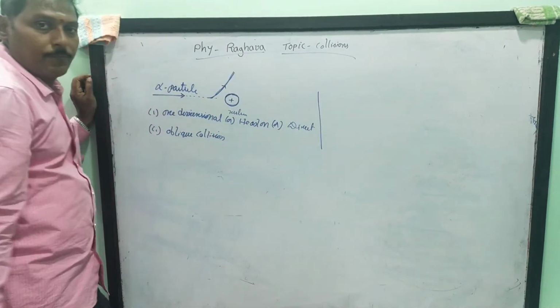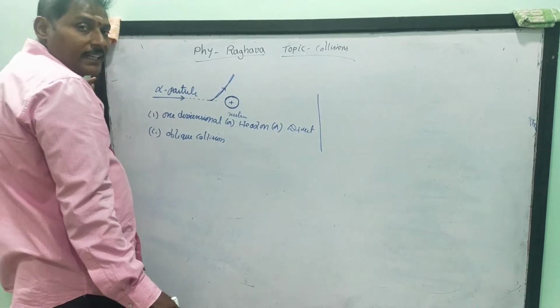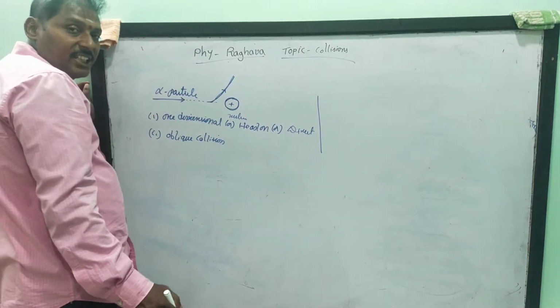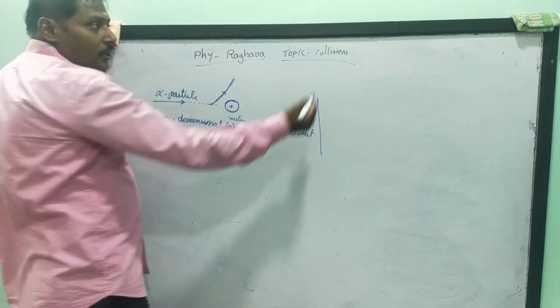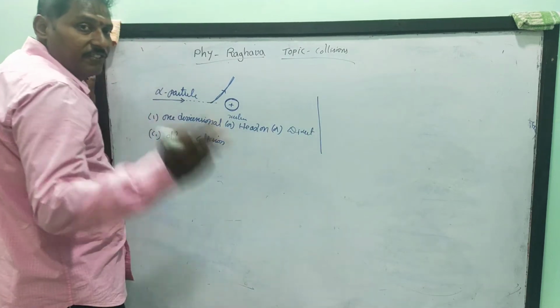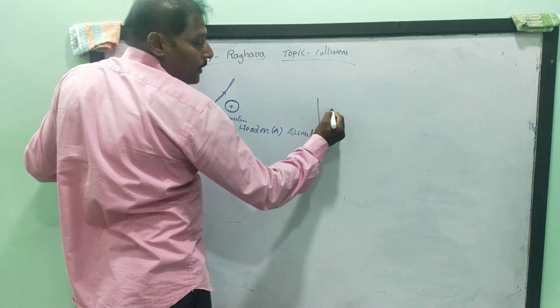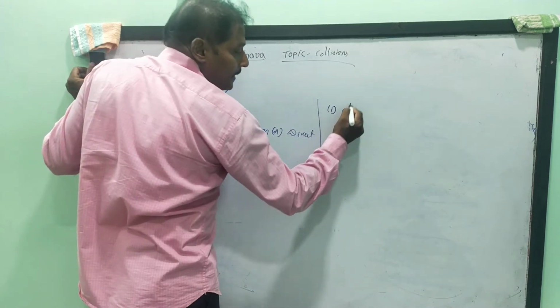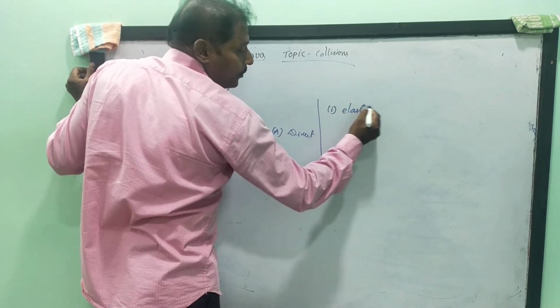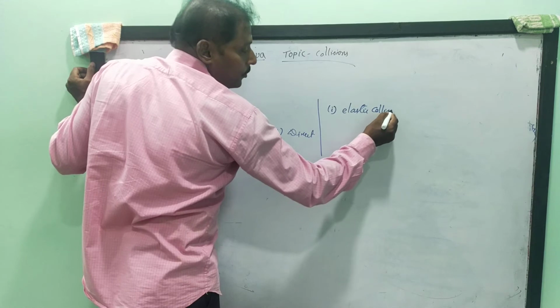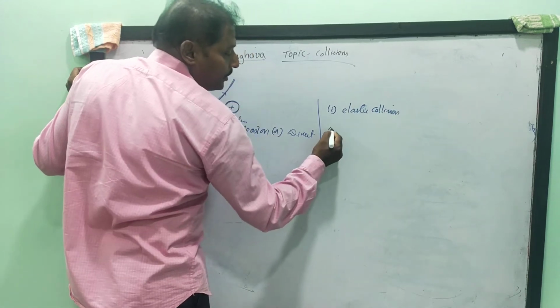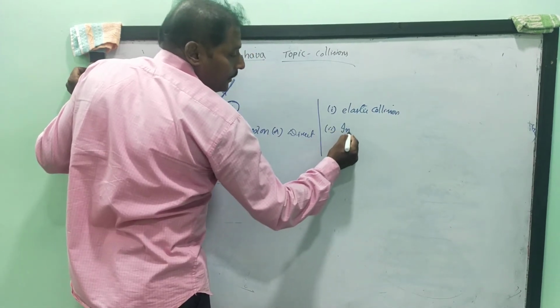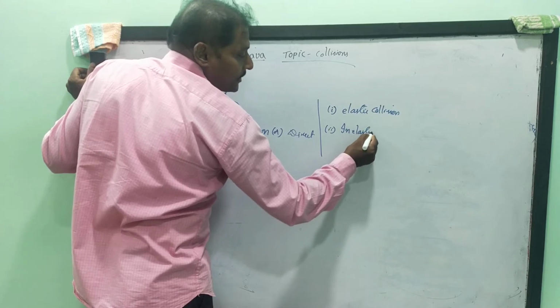Depending upon the total kinetic energy of the conservative system, collision of the bodies is divided into two groups. Number one is elastic collision. Number two is inelastic collision.